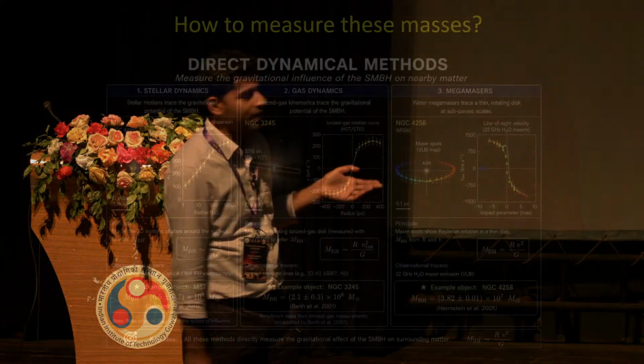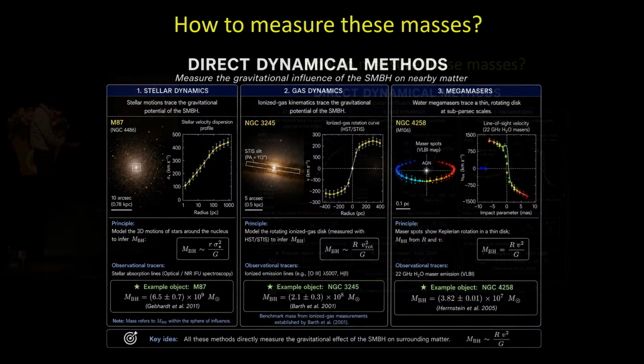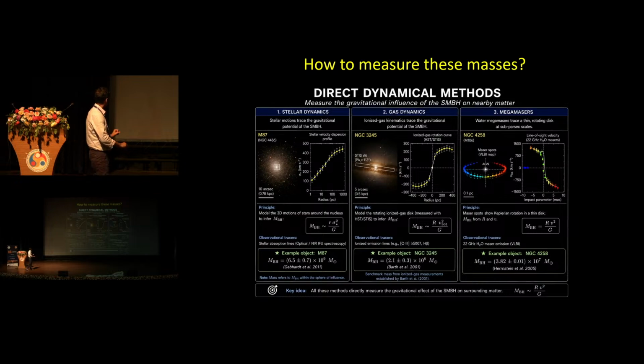For the local universe, you are very close to the objects, at very low redshift, 0.001. You can use direct dynamical methods. You can use stellar dynamics, observing the motion of the stars and resolving them, or you can use gas dynamics, where ionized gas kinematics trace the gravitational potential of the black hole, or you can use masers. All these methods have been applied for a long time and they are applicable to very low redshift.